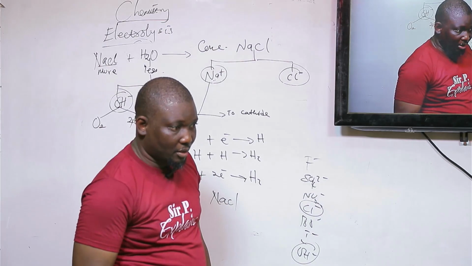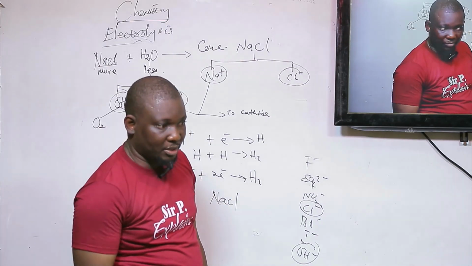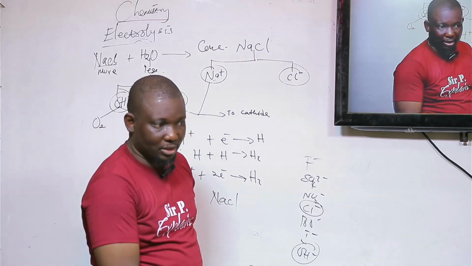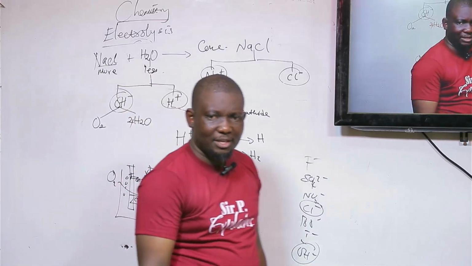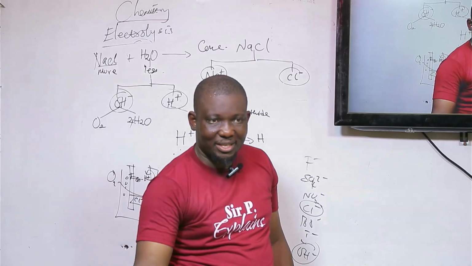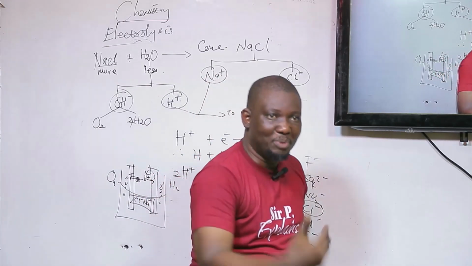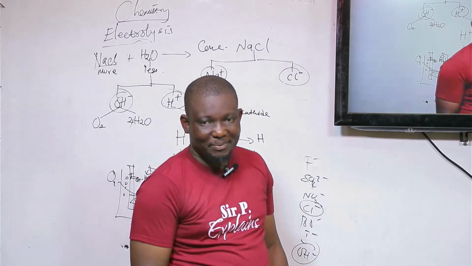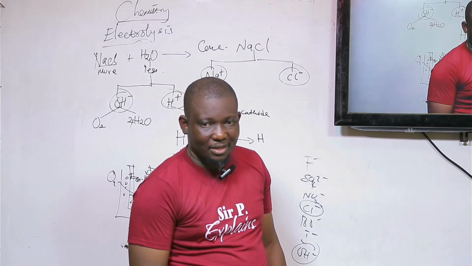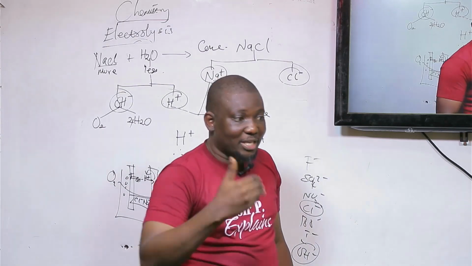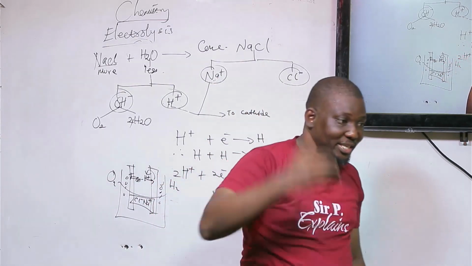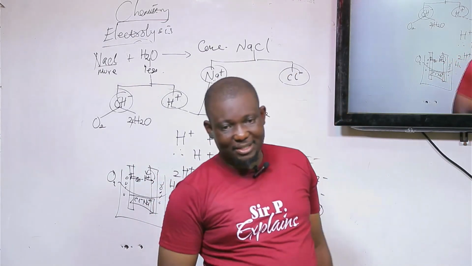Are you with me? But in this, it's very expensive. No laboratory can do this. What you must know is that chlorine is a very, very important chemical substance, because chlorine is used as a bleaching agent. Chlorine can also be used in the manufacture of hydrochloric acid. So it's a very important chemical substance.